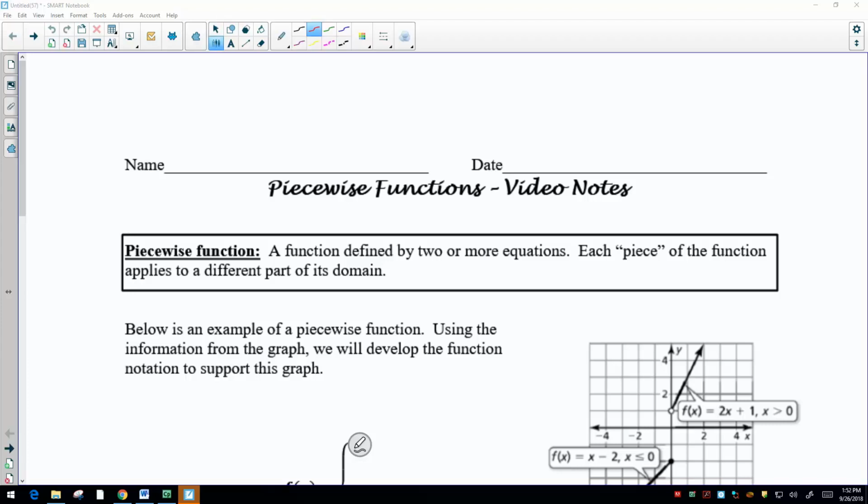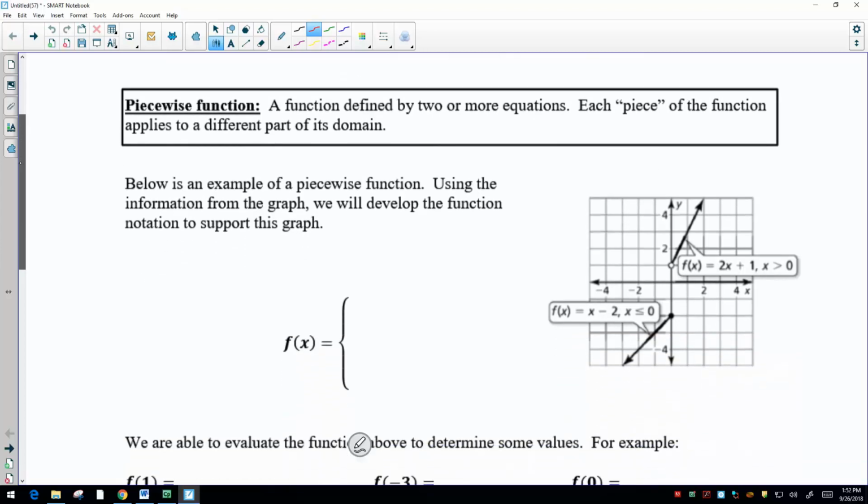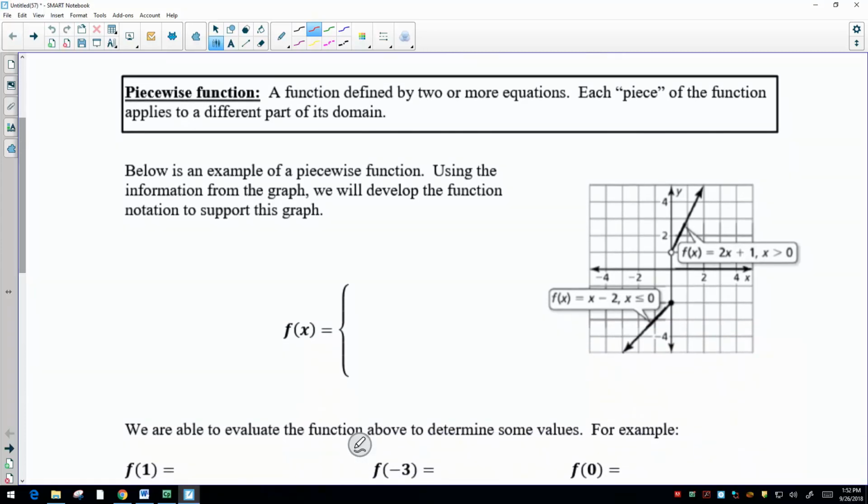So today we are talking about piecewise functions. Piecewise functions, we have a definition below. It just says it's a function defined by two or more equations. So that's going to give us pieces. It says each piece of the function applies to a different part of its domain.